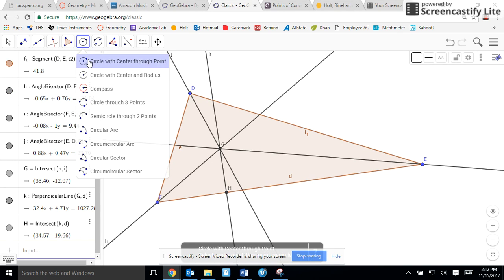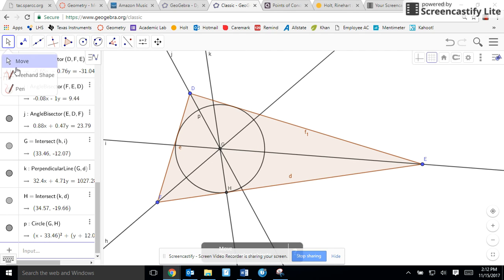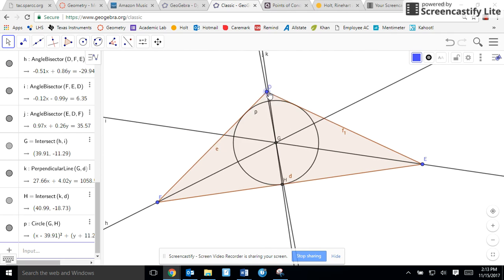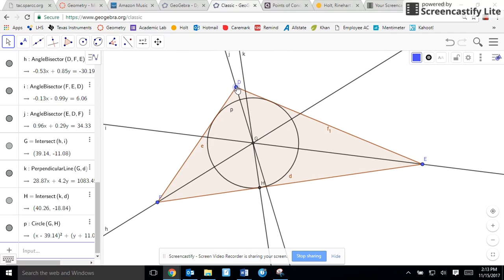And now, to show that it's equidistant to the sides, we'll draw a circle to it. And now when I move the triangle, it should stay inside. Incenter goes inside.